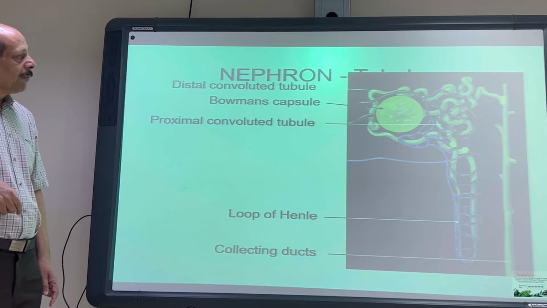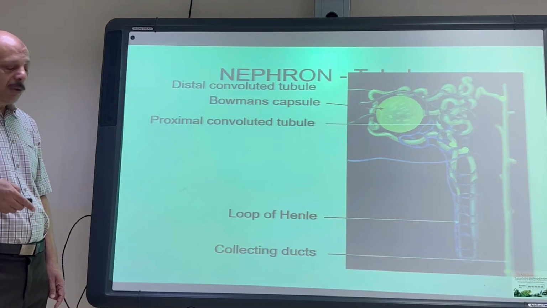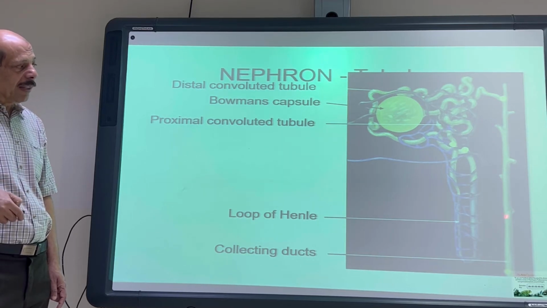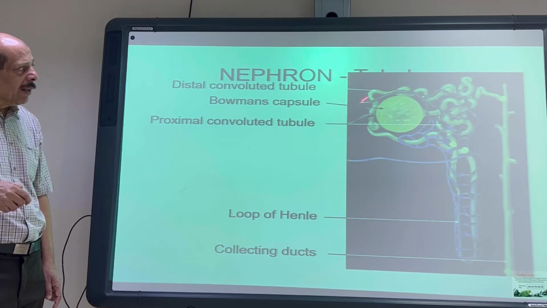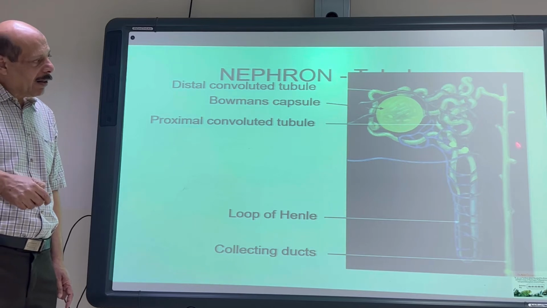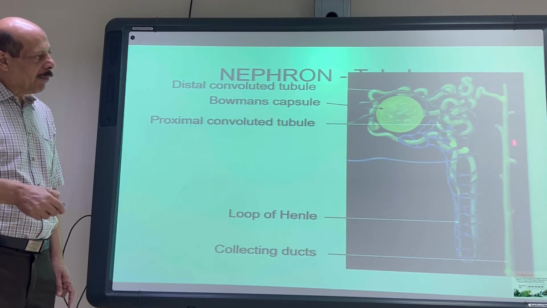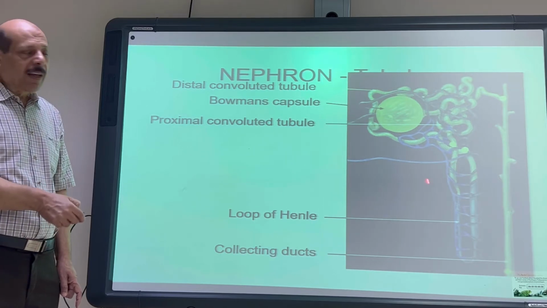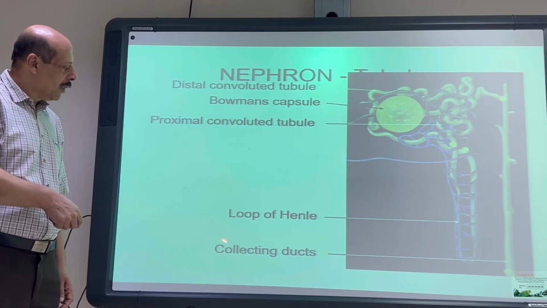Then the urine will go to the collecting tubule. The collecting tubule is where the urine is collected from many nephrons. See here, there are many openings. It means that many nephrons are giving the extract of urine to those collecting tubules.